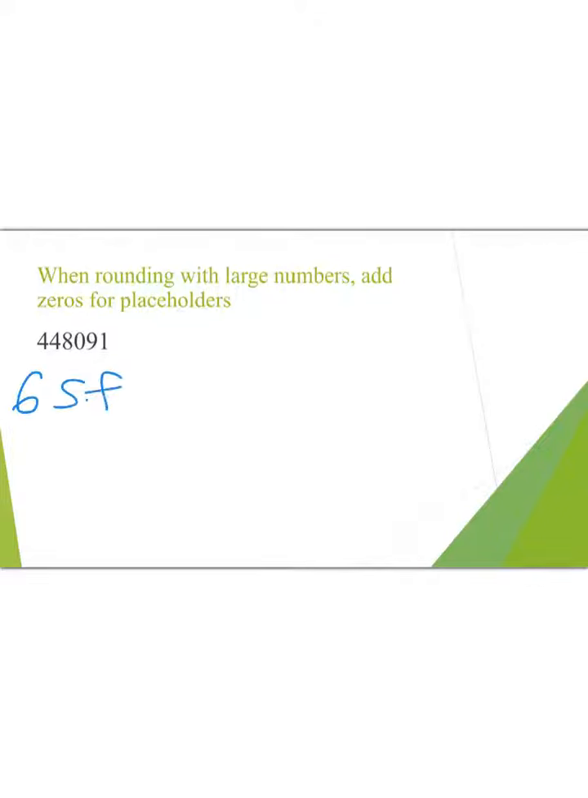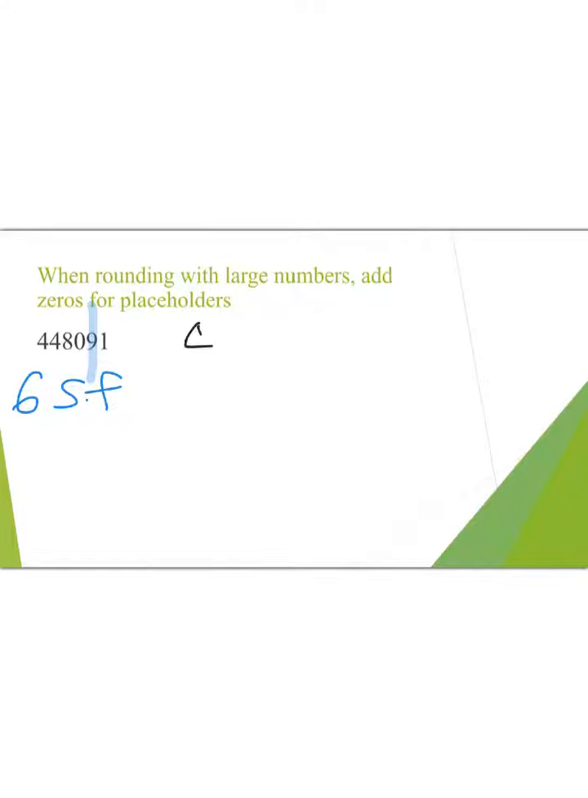Now if we wanted to round this number to 5 significant figures, that would bring us to this point right here. And so we would round that to 448,090. That 1 would turn into a 0 for a placeholder. Now you need to keep that 0 there because you have a different value without it.